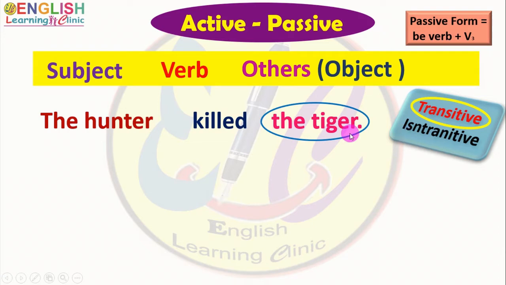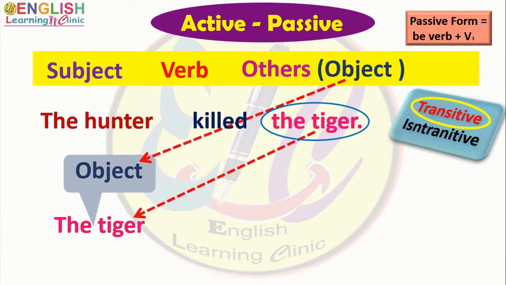So, to give importance to the receiver of the action in the passive form of the verb, we have to place the receiver of the action, that is the tiger, in the place of the subject. So, change the voice of the verb. First, place the object, that is the receiver of the action, in the place of the subject. And the doer of the action will go to the position of the object with the preposition by.